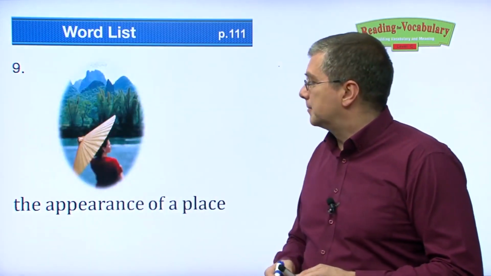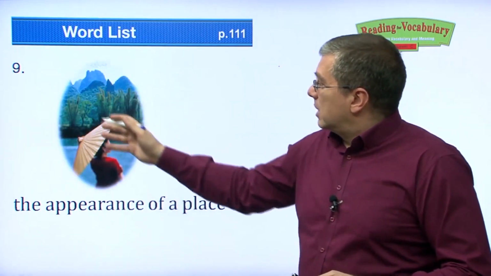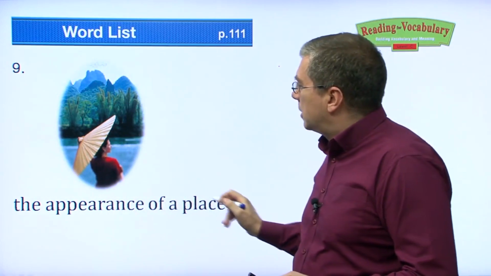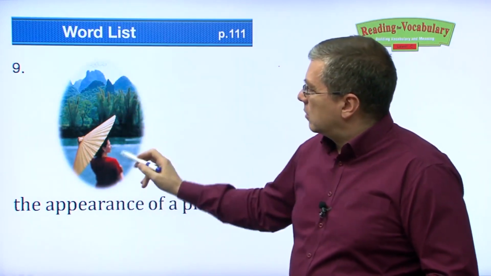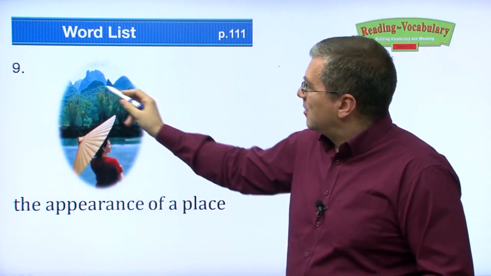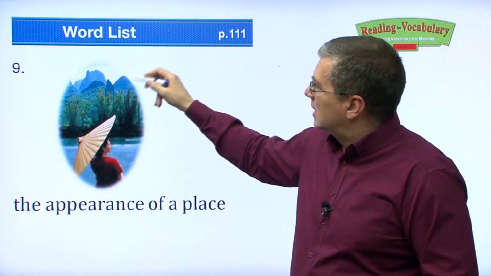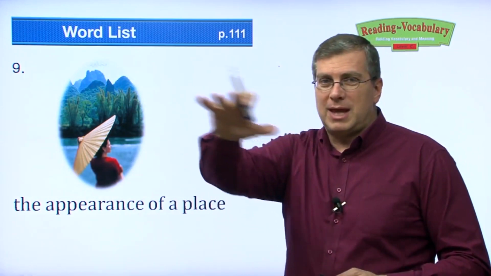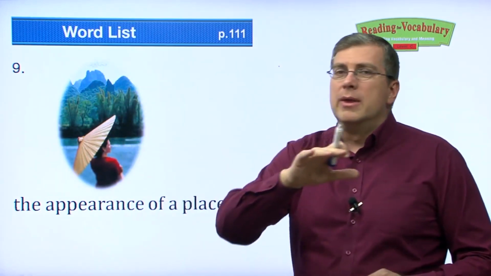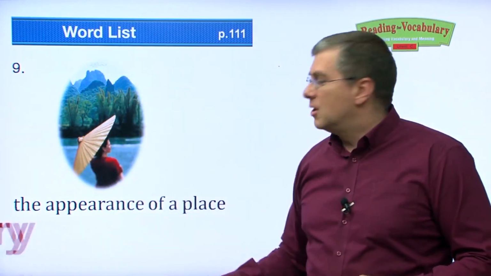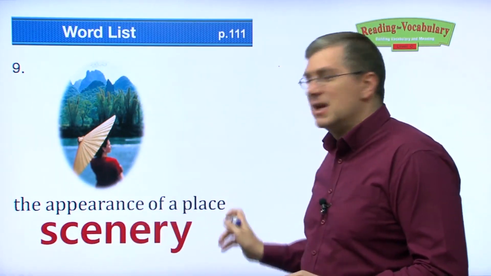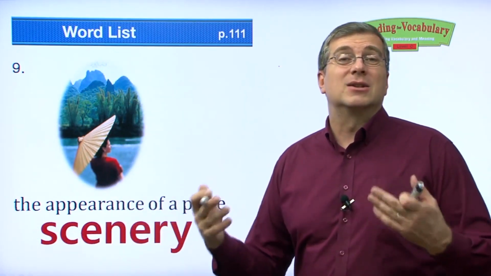Okay, number 9. This is a beautiful landscape, the appearance of a place. So we're looking at the appearance of a place. Don't worry about the woman, but we're looking at the appearance. Very interesting, distinguishing mountains, right? But if we look at some place and we say, wow, the scenery is very beautiful, it's the appearance of a place, what a place looks like.